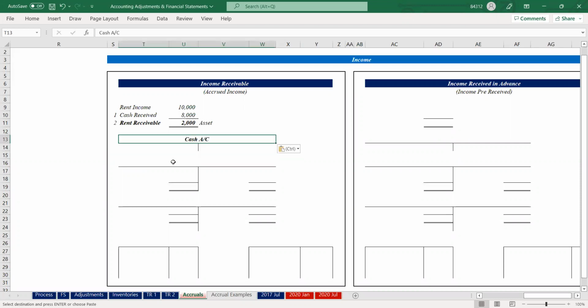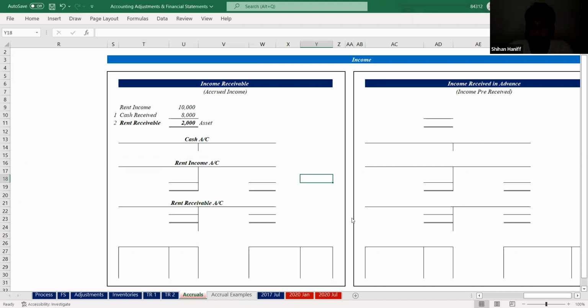Right. We need a cash account, rent income account, rent receivable account. We need 3 ledger accounts. So first, double entry. Since this is a receipt, cash account debit and rent income account credit. This first entry, cash account debit, rent income account credit.